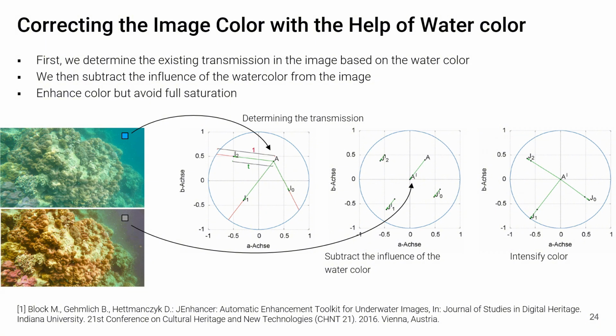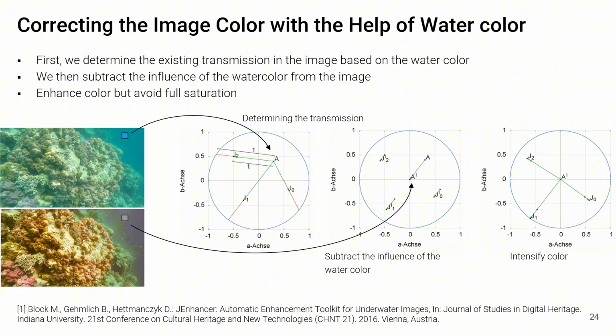So we have determined the minimum of all variance maxima and now have A. We use the transmission to determine the influence of the watercolor on a pixel. I is always the existing image pixel color, and J is the saturated color that results when we start from A and pass through I to the outer area of the sphere. If the transmission is 0, the pixel is equal to the watercolor, and if it is 1, the watercolor has no influence. We then subtract the determined influence of the watercolor from the respective pixels, which results in the watercolor ending up in the center as a medium gray. From there, we can now enhance the color of all pixels without overdriving them.